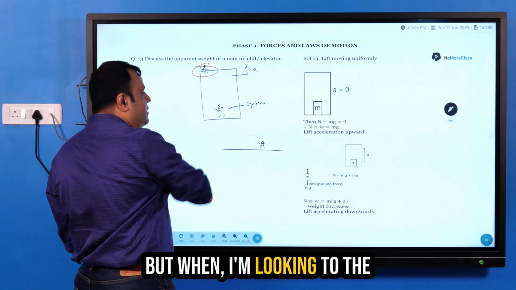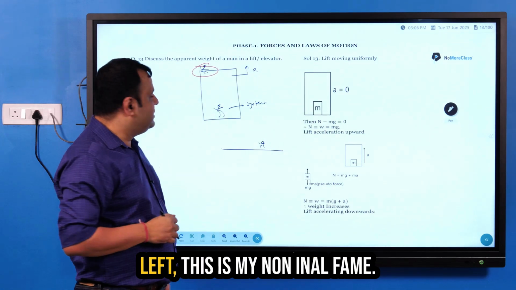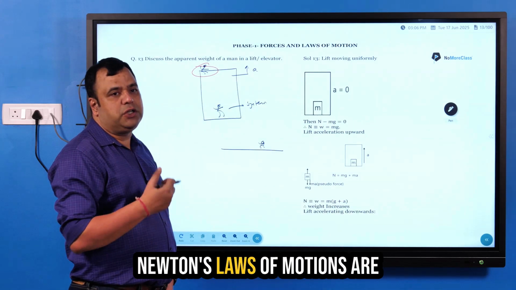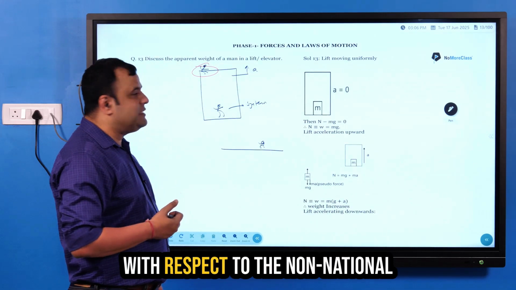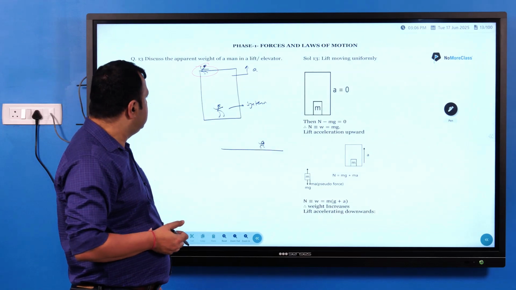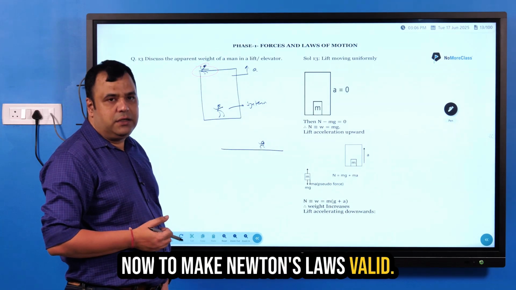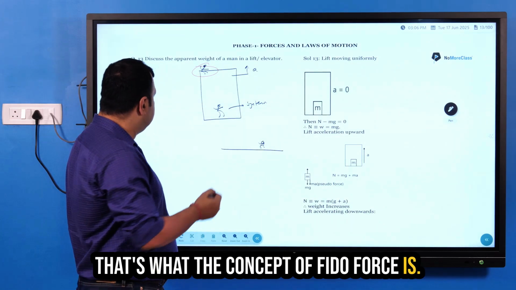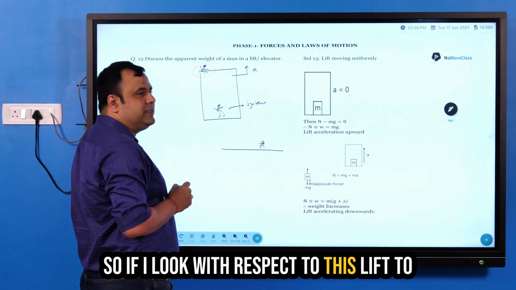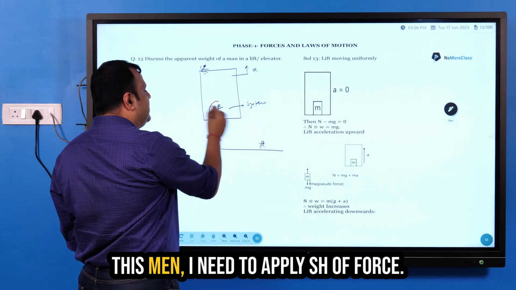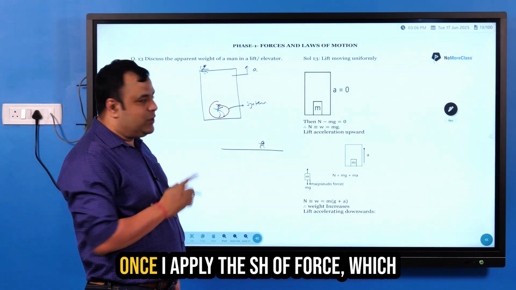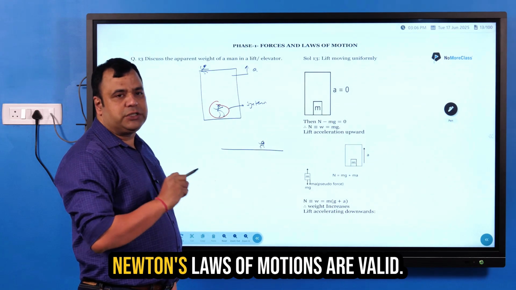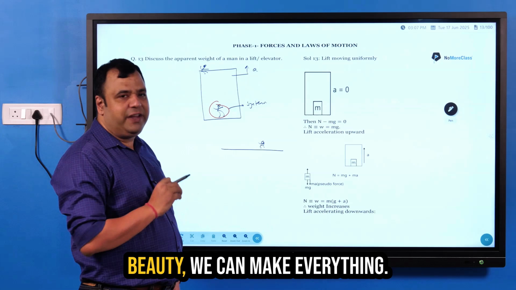But when I'm looking at the man with respect to the lift, this is my non-inertial frame. And in case of a non-inertial frame, laws of motion are not valid. Newton's laws of motion are not valid when we are looking with respect to the non-inertial frame. Now, to make Newton's laws valid in a non-inertial frame, we have to introduce a pseudo force. That's what the concept of pseudo force is. So, if I look with respect to this lift, at this man, I need to apply a pseudo force. Once I apply the pseudo force, which is the imaginary force, onto the man, then Newton's laws of motion are valid there. Meaning we can make the FBD, we can make everything there.